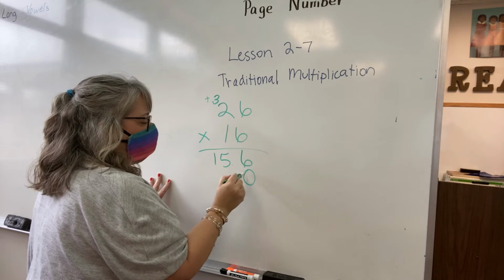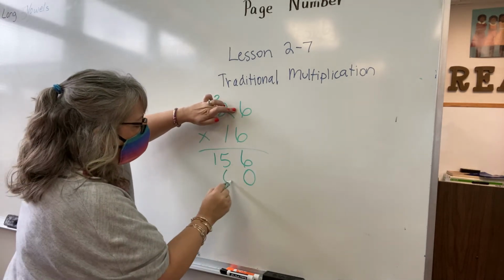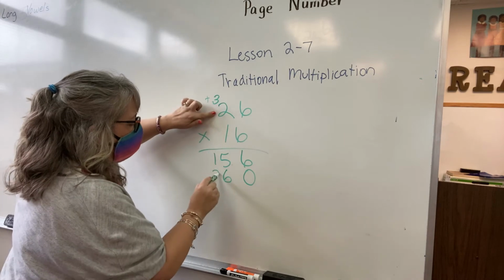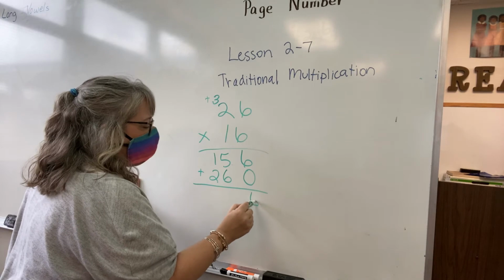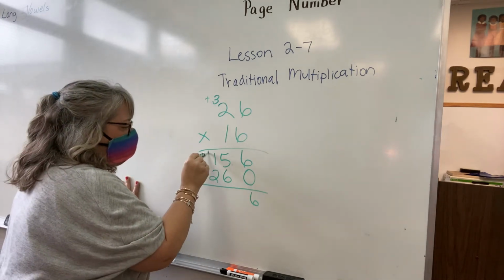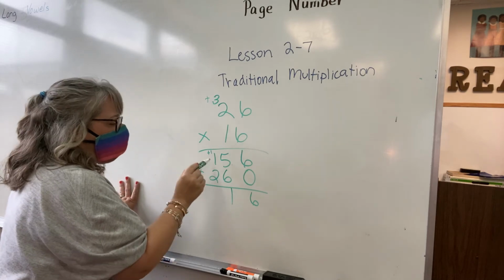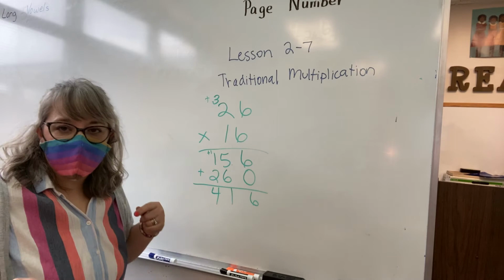We've got to bring our 0 down. Put the 0 in the ones place. 1 times 6 is 6. 1 times 2 is 2. Let's add those up. 6 plus 0 is 6. 5 plus 6 is 11. 2 plus 1 plus 1 is 4. So we get 416. There's the old-fashioned way.